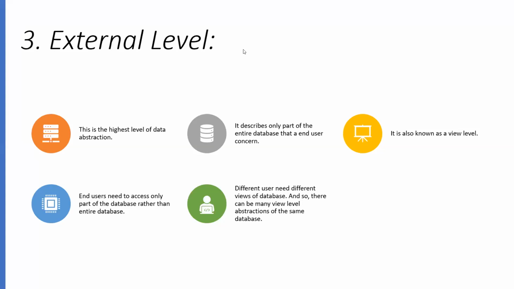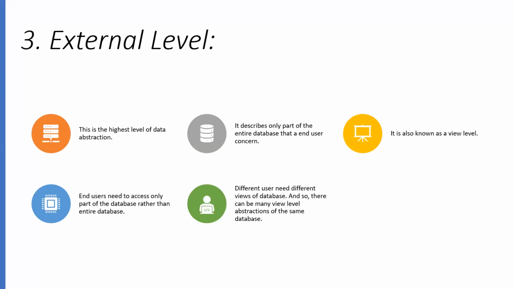Different users need different views of the database, and so there can be many view level abstractions of the same database. Here the database user does not need to worry about the entire database. Whatever data he needs, that part of the database he can access. Whatever levels are under his, all those levels will be hidden. That means it performs data abstraction of the lower levels of data. So this is the external level.